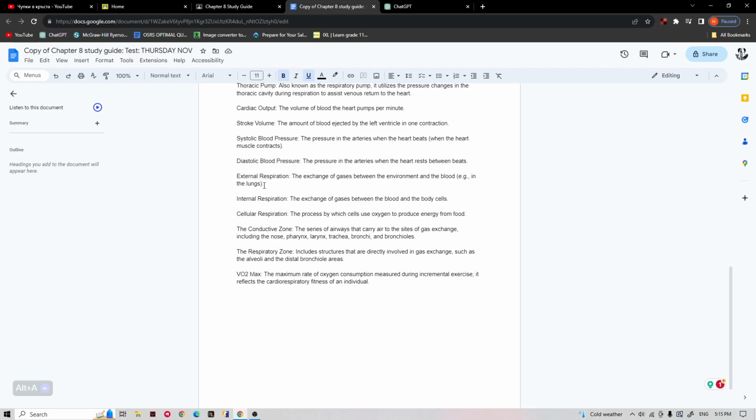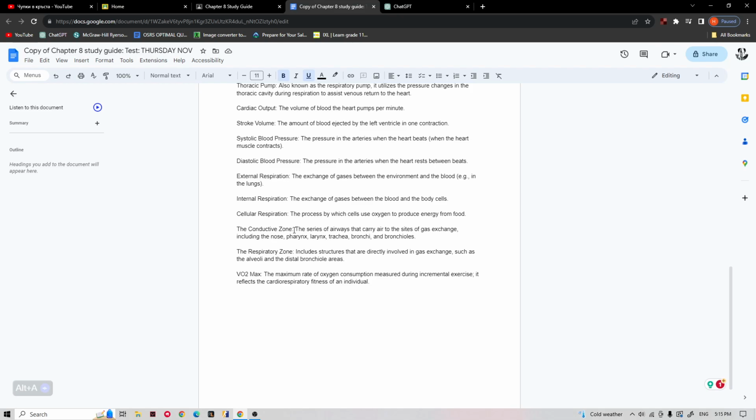External respiration. Next, we have the exchange of gases between the environment and blood, for example in the lungs. Next, we have internal respiration, the exchange of gases between the blood and the body cells. Next, we have cellular respiration, the process by which cells use oxygen to produce energy from food.